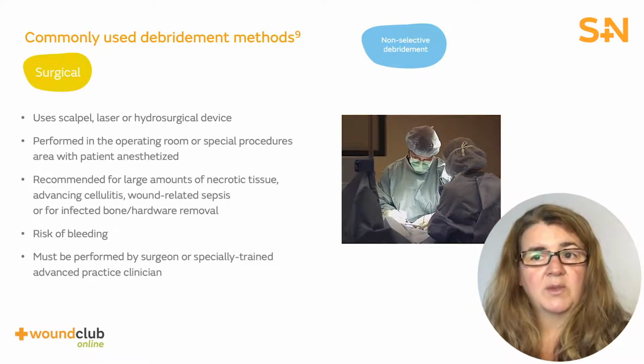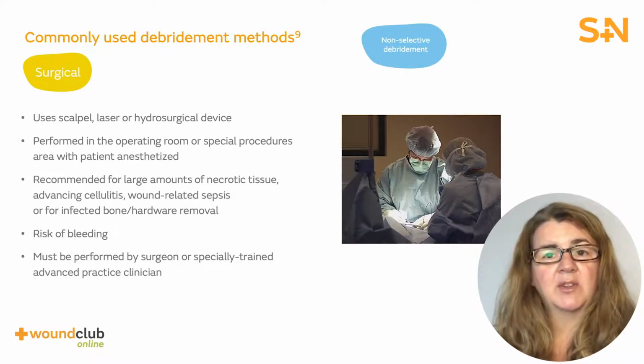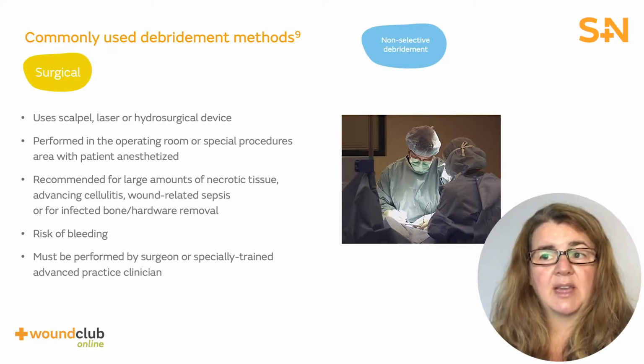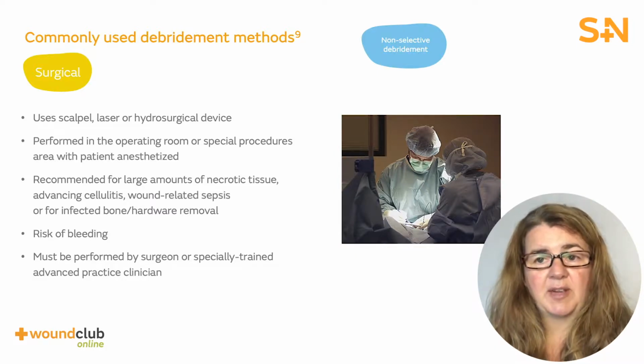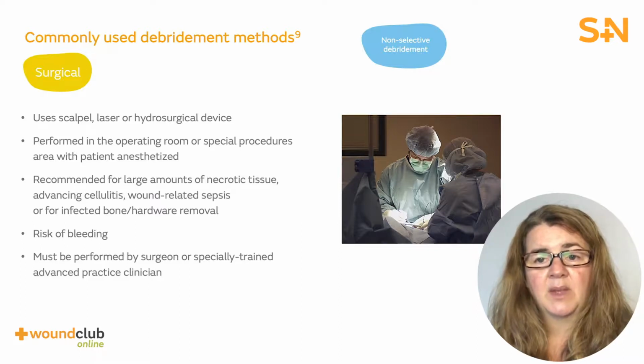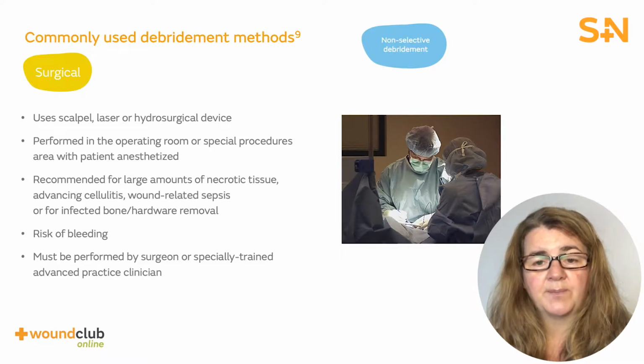Surgical debridement is almost always conducted in the operating room or special procedures area with the patient anaesthetised, and is performed with a scalpel, laser or hydrosurgical device. While surgical debridement is considered non-selective debridement, hydrosurgical debridement allows the surgeon to debride while sparing healthy tissue. Faster than other methods, surgical debridement is usually the method of choice to remove large areas of necrotic tissue or for wounds with progressing cellulitis, wound-related sepsis and or infected bone or hardware that must be removed.